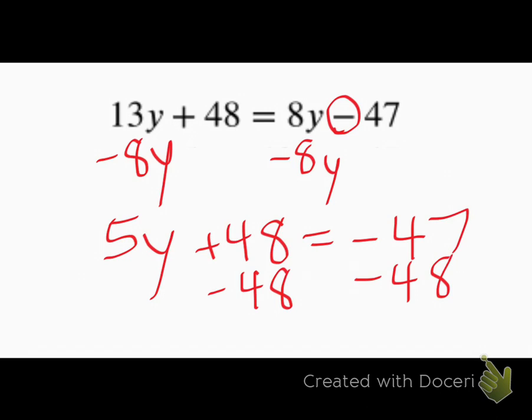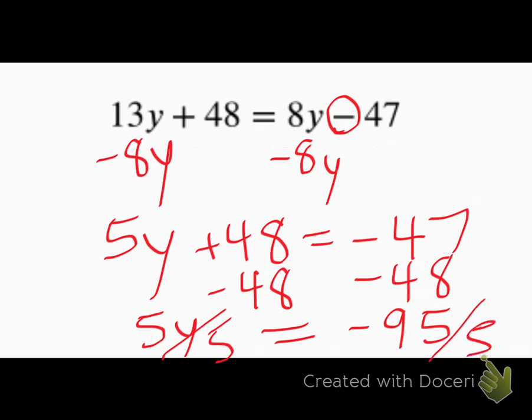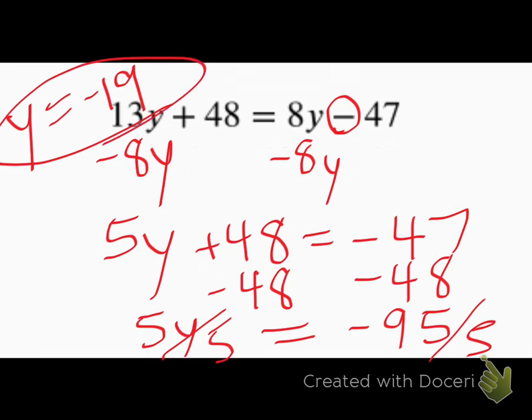When you're doing this in your calculator, you're going to say negative 47 minus 48. It should be more negative. It should not be getting positive. So now we're left with 5y equals negative 95. Negative 47 minus 48, it's going to get more negative. I think you were adding them. Last step, divide by 5. We get y equals negative 19.